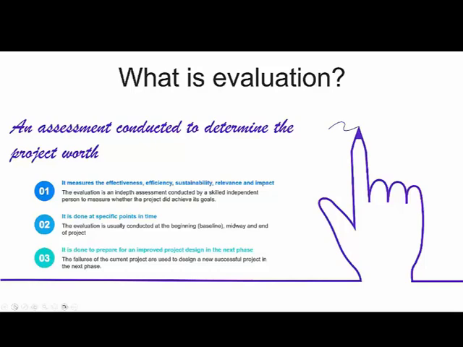So, like I mentioned earlier on, the evaluation is done at specific points in time. In most cases, you have it done at 3 points in time. You've got the baseline at the beginning of the project. Mind you, for those of you who don't know this, a baseline survey is a formative evaluation. So it's done at the beginning, it's done midway, and it's done at the end of the project. So that is when the evaluation is done.